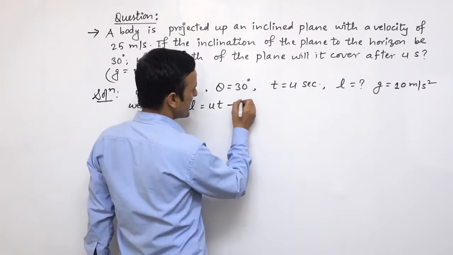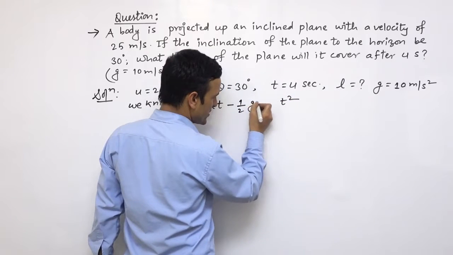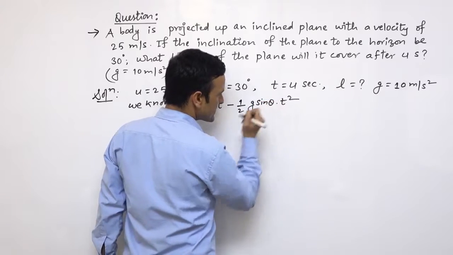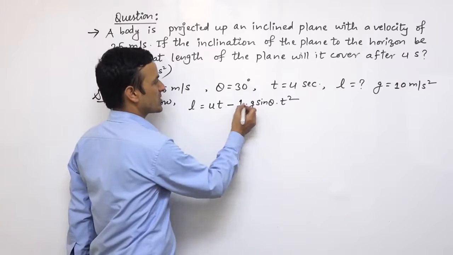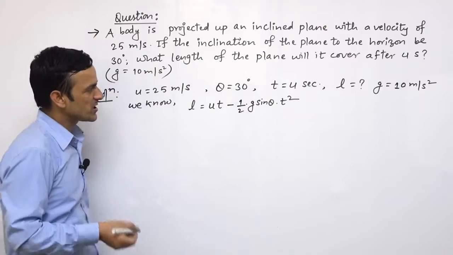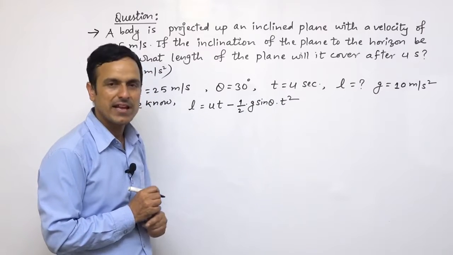So minus half g and t square. But instead of g, we write g sin theta. Half g sin theta into t square. So this is the formula. Substituting all the values in this formula, we get the required term L.